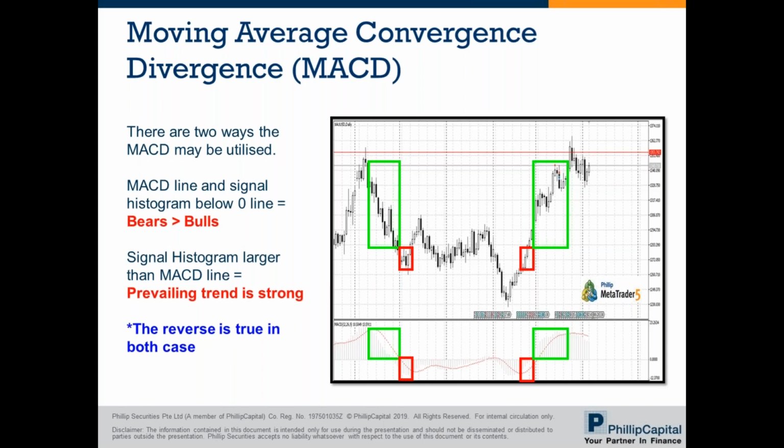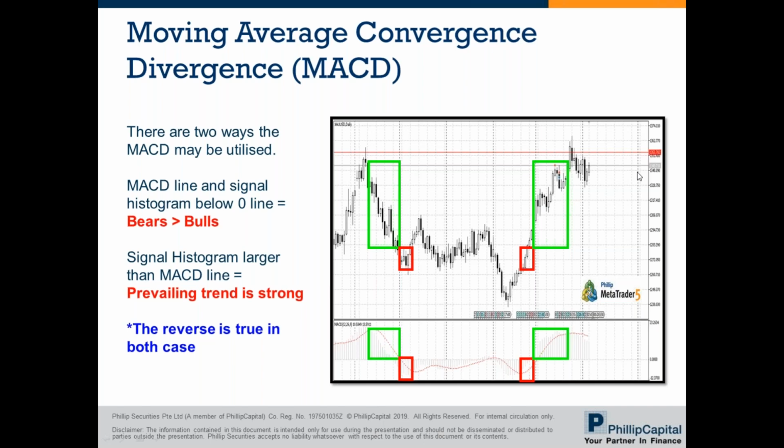The second way that you use this indicator is the relationship between the signal histogram and the MACD line. In the scenario where the signal histogram is larger, longer and taller than the MACD line, what you can observe is that the prevailing trend is strong. And the reverse is also true. When you observe that the signal histogram is lower than the MACD line, what you can tell is that the prevailing trend is starting to weaken and may even be a signal that a reversal is coming.